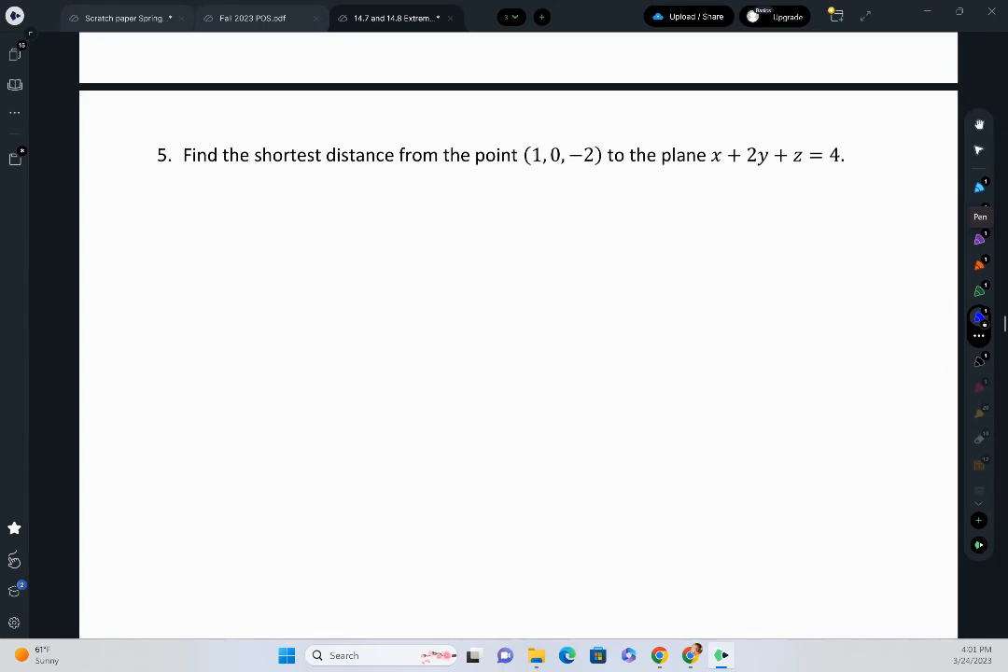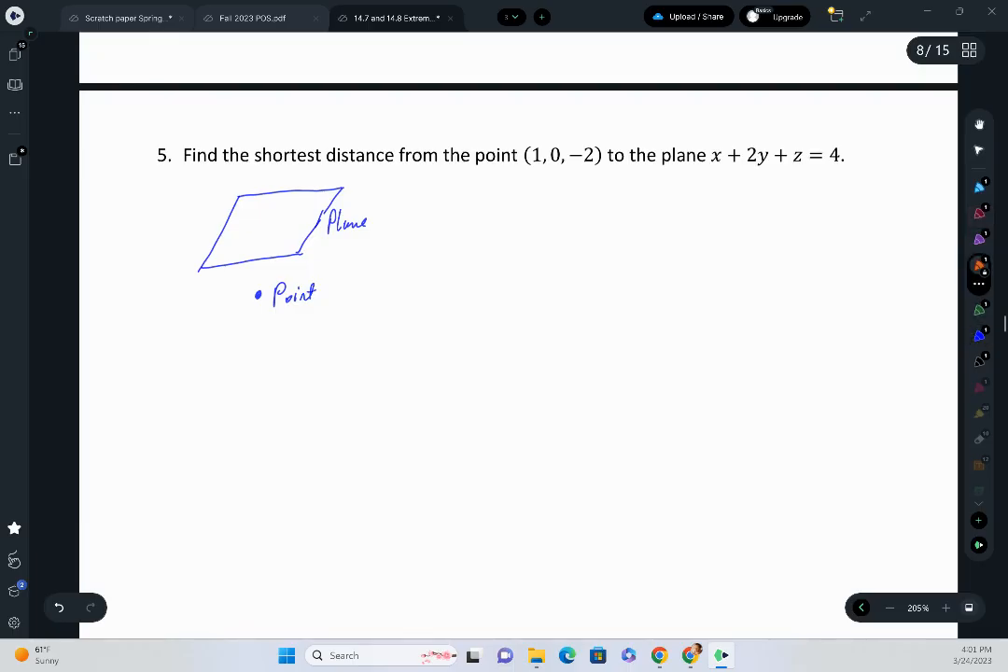So we have a plane, and then we have a point. Okay, so this is a plane, and this is a point. And we want to know the shortest distance to the plane from the point. Okay? So it's just a visual of it. That's probably not what my plane looks like or where my point is in space, but that's just giving us a picture of what we're looking at.